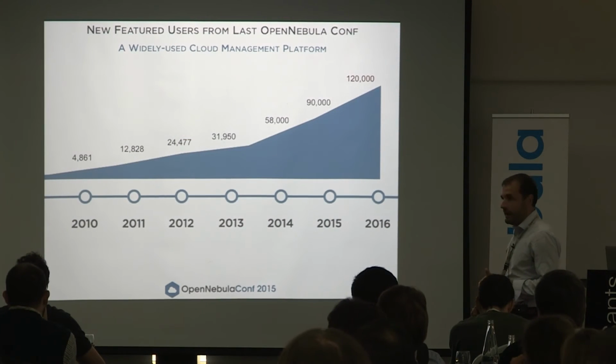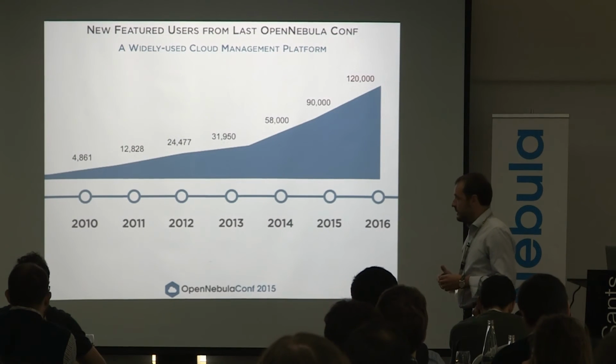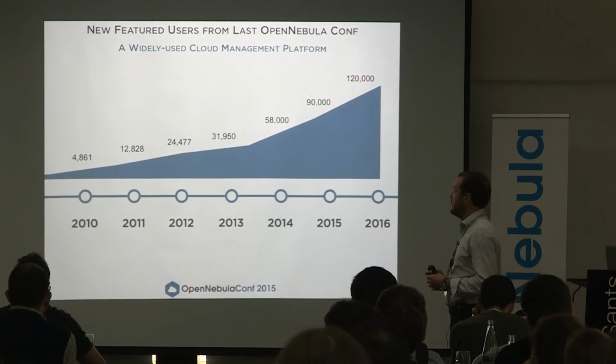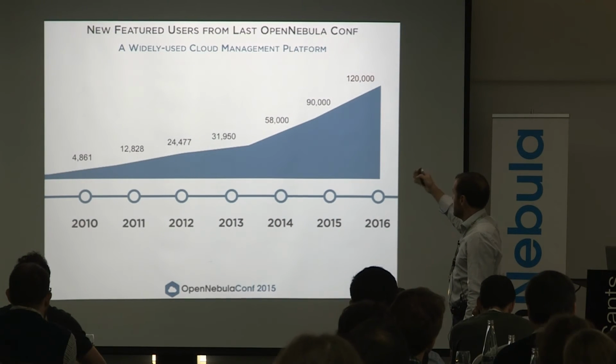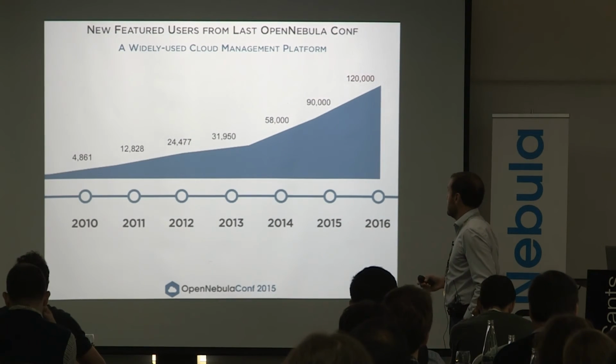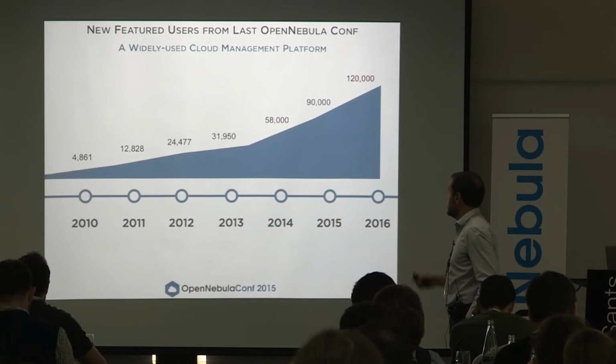We are also very happy to confirm that the growth rate of the number of downloads keeps the same pace as in previous years. You can see here that at the last OpenNebulaConf we announced 90,000 downloads in one year, and this last year we have 120,000 downloads.